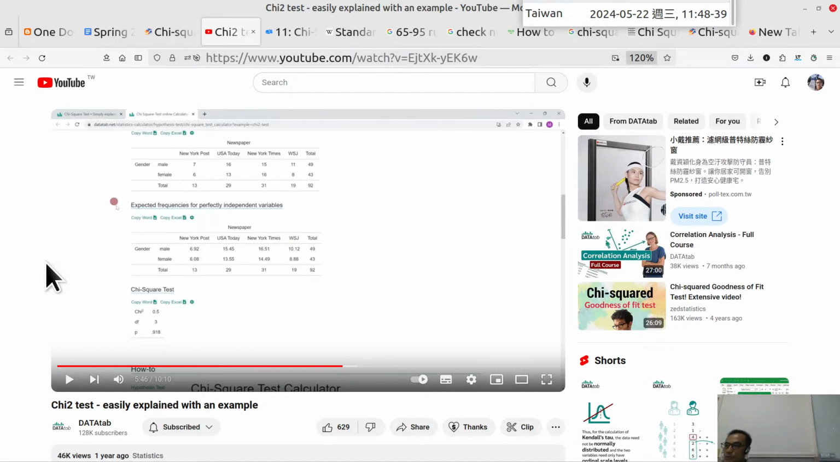Okay, continue. See, it's very clear. Sorry, let me go backward. 4 rows, 4 minus 1, that is 3. 2 columns, female and male, 2 minus 1, thus 3 times 1, that is 3. That is the degree of freedom.